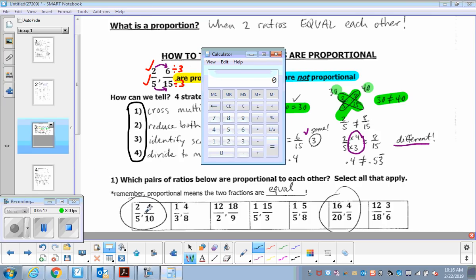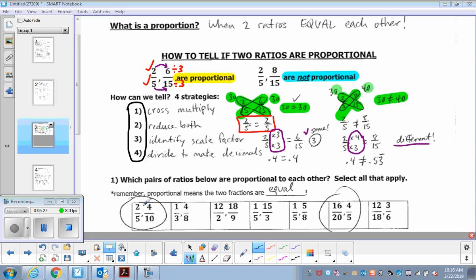So for this first one, I'm going to cross multiply 2 times 10, that's 20. 4 times 5 is also 20, so I'm going to circle those as proportional. Also, again, you can reduce. Both of these reduce to a 2/5. When you divide, both of these are a 0.4. And you can see the same scale factor times 2 to get there, so this is proportional.